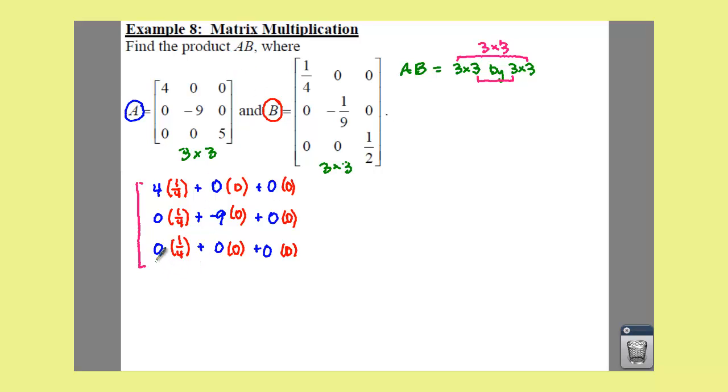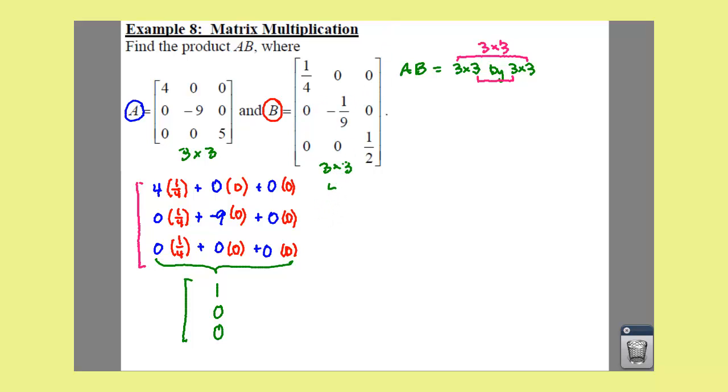So if you simplify all of these, what you'd get, 4 times 1/4 is a 1, plus 0 just gives us a 1 up top. On the middle row, 0 plus 0 plus 0 gives us a 0. 0 plus 0 plus 0 gives us a 0. So that is when we take our first column times our elements of our first row, and our second column and our third column times those elements. So let's go ahead and do our next: this column times all of your elements in your second row for B.